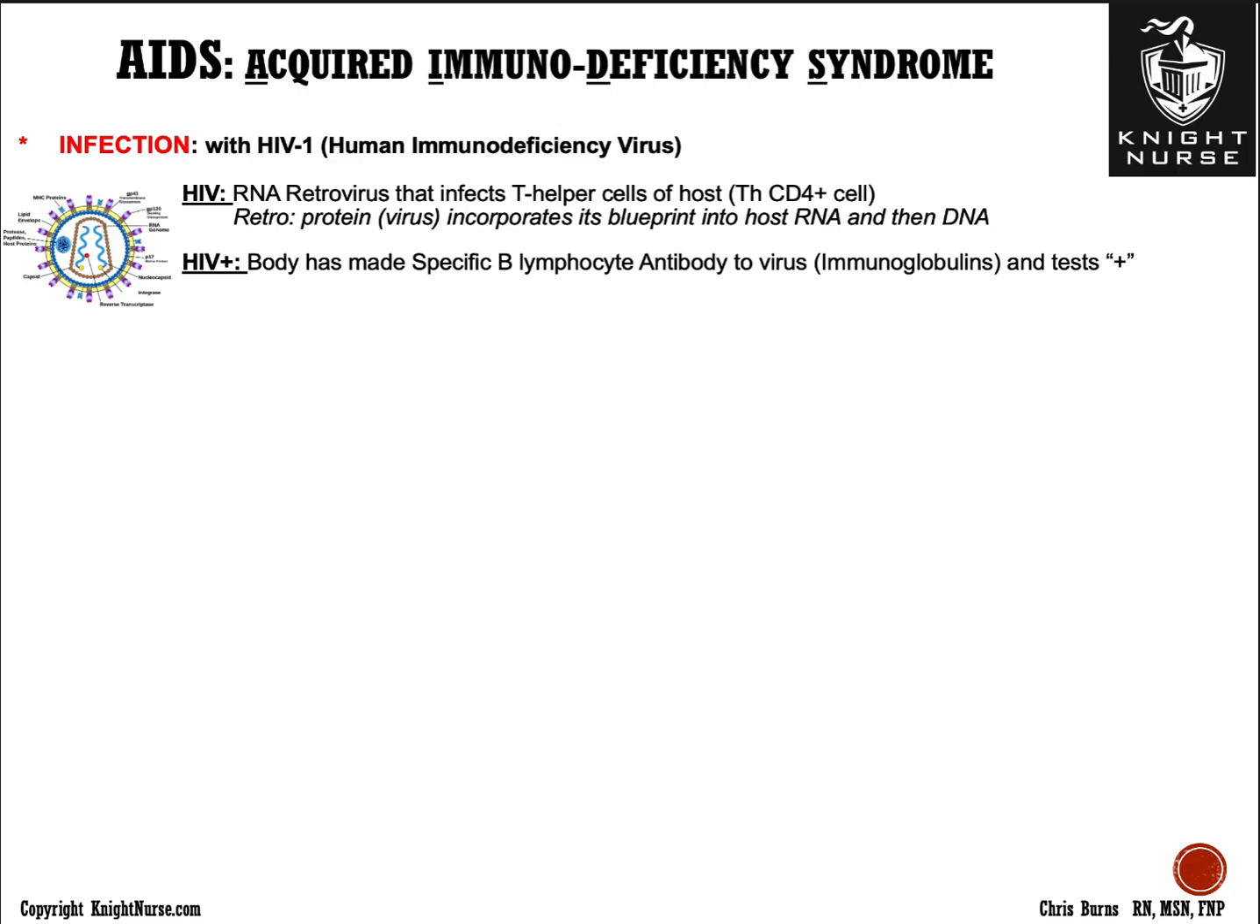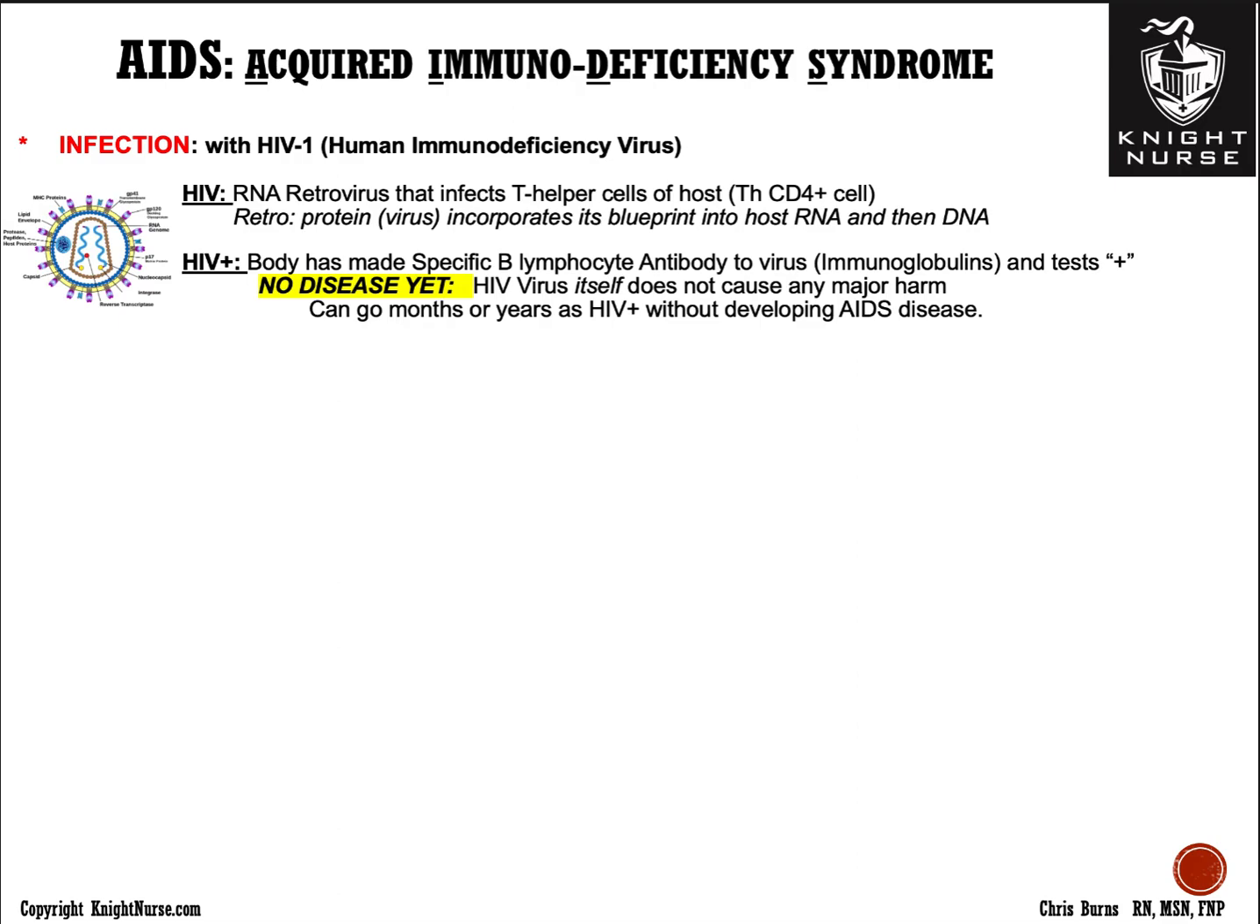When someone has HIV positive status, it means that the body has made the specific lymphocyte antibodies to the virus. So they're HIV positive. It does not mean they have AIDS yet. HIV virus itself doesn't really cause very much harm. It might cause a couple days of cold symptoms. The problem occurs when we go beyond HIV and it develops AIDS. A patient can be HIV positive for months or years or forever.